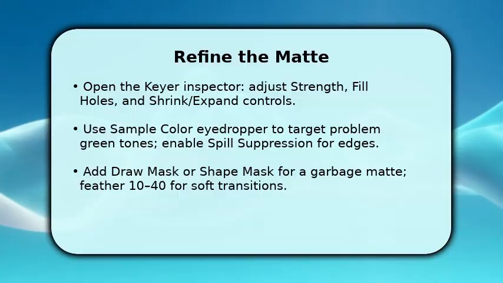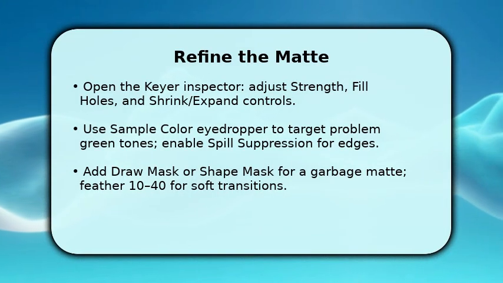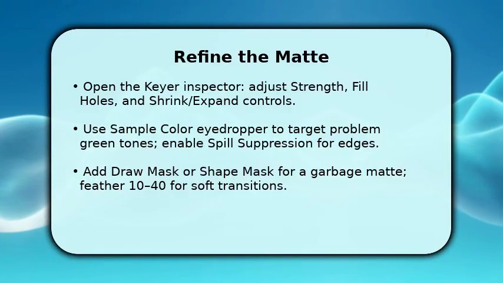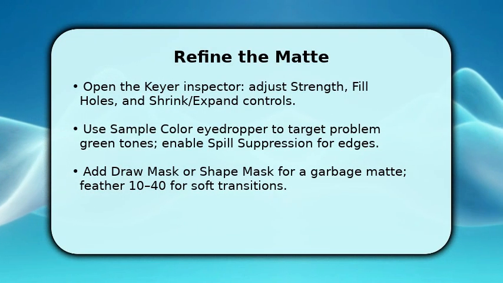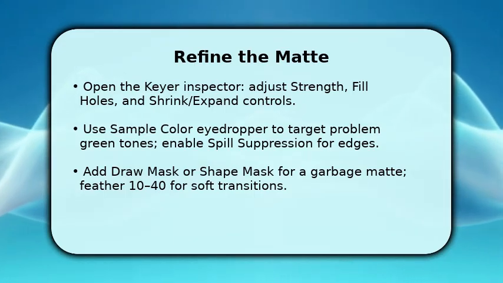If the background still bleeds, add a draw mask or shape mask as a garbage mat and feather it. This eliminates irrelevant areas without overcorrecting the key. As you tweak, scrub and play to verify motion consistency.